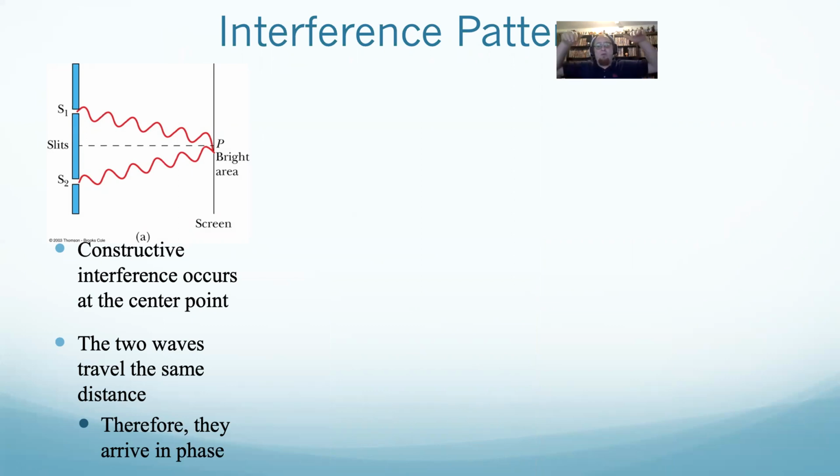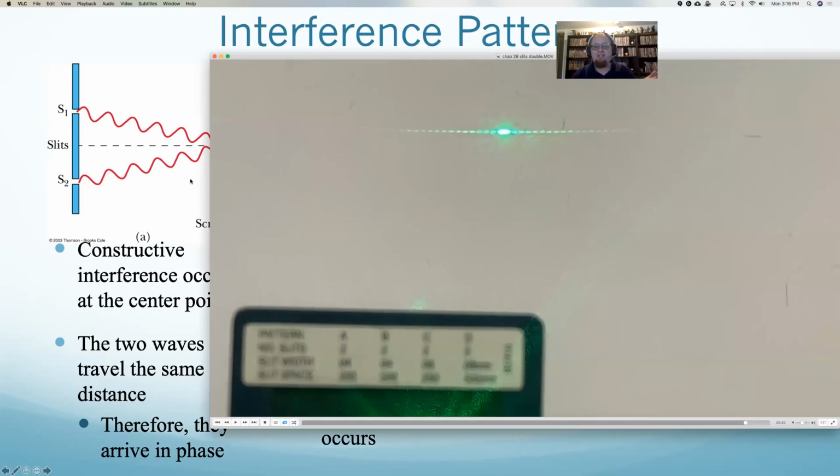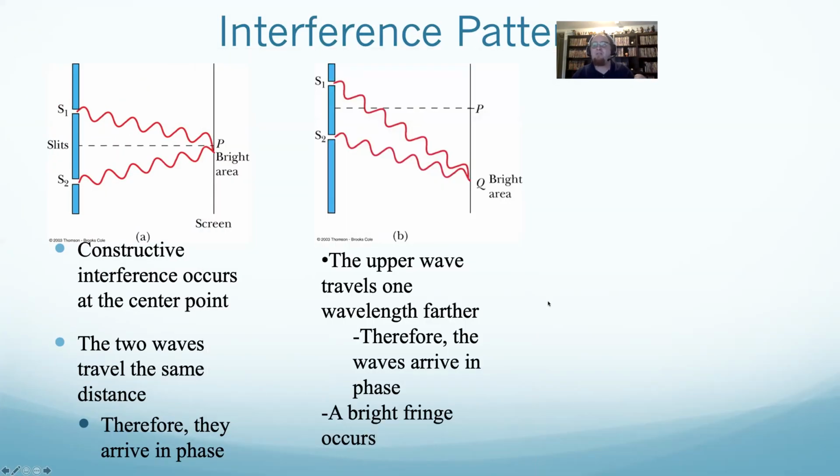If it was all the way up on the wave, it would be all the way up on the other one. If it was down, it would be down on the other one. They're going to be in phase and add constructively because they travel the same distance. And if I move up or down on the screen, I can find another bright fringe, because they might travel different distances, but waves are repeating patterns.